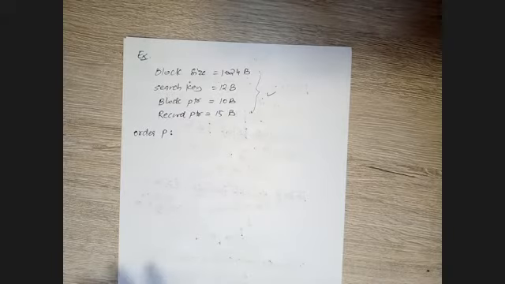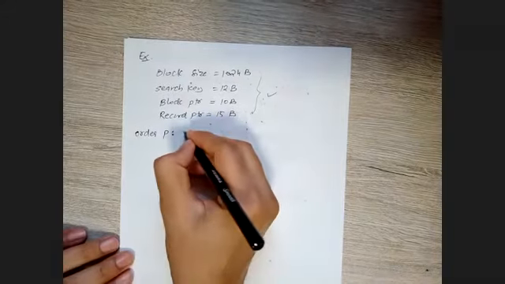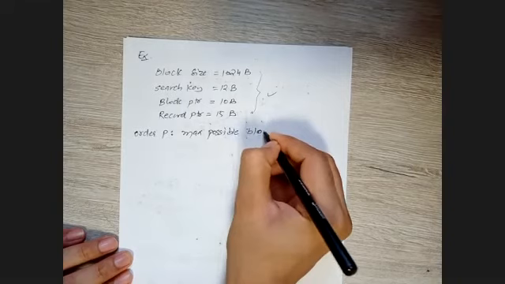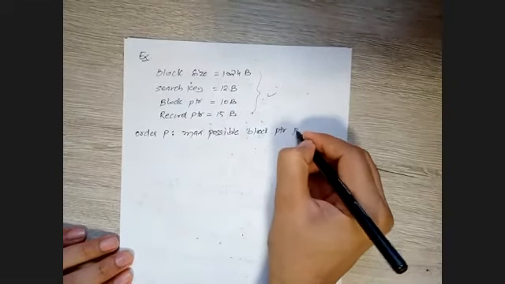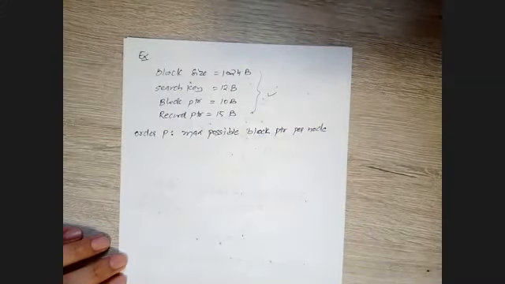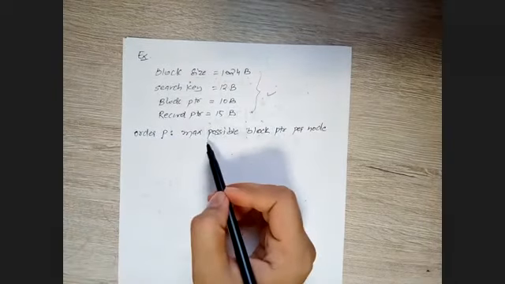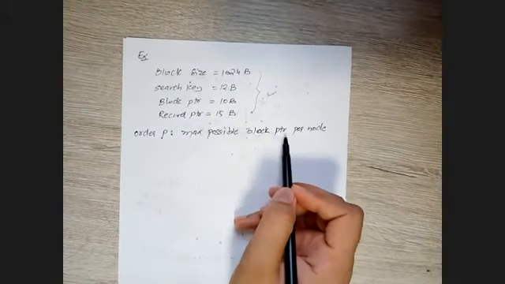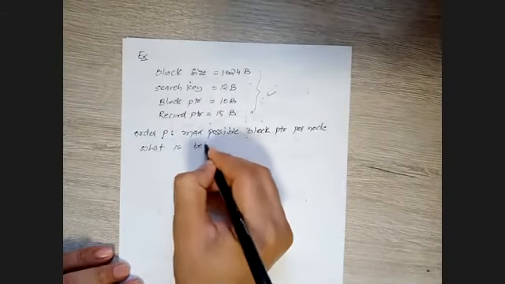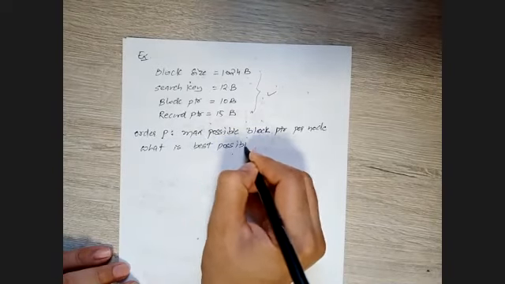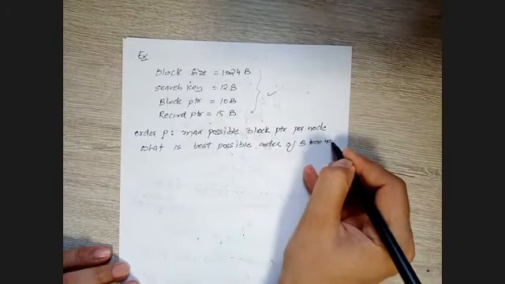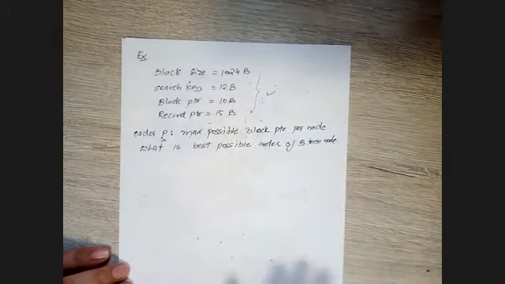For example, the question says the order P is what? Maximum possible. Order P is your maximum possible block pointers per node. See, the answer to the question changes on this line only. Here it is saying that P is the order and the order is the maximum possible block pointers per node. Then what is the best possible order of a B tree node? We need to find this P value.